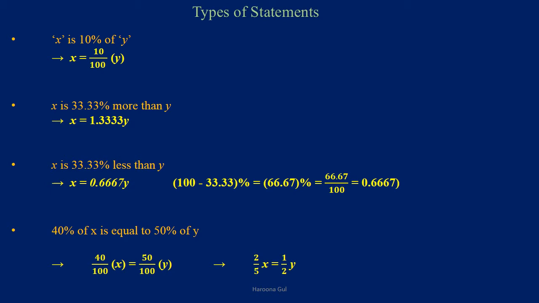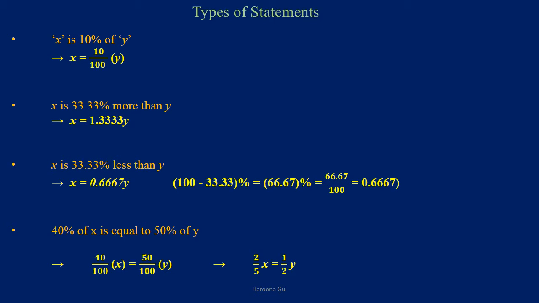Another statement says that x is 33.33% more than y. More than y. This means that x is equal to 1.3333 of y. Very simple, because if y is 100, then what we're going to do is simply multiply 100 with 1.33.